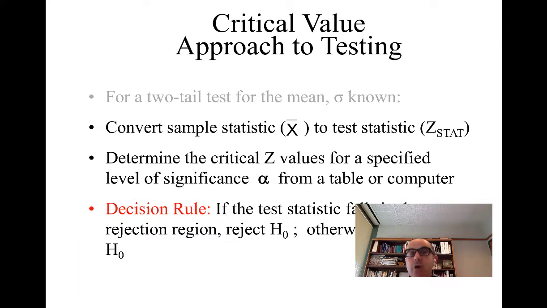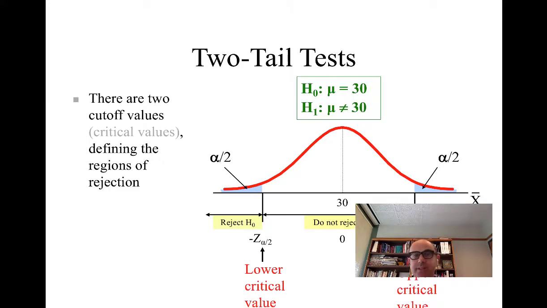So the critical value approach to the test is to convert the sample statistic, the x-bar, to a z test statistic. If the test statistic falls in the rejection region, reject the null hypothesis; otherwise we do not reject the null hypothesis. The two-tail test has two cutoff values defining the regions of rejection. In this graph, you have the lower critical value and the upper critical value, and in between we do not reject the null hypothesis.